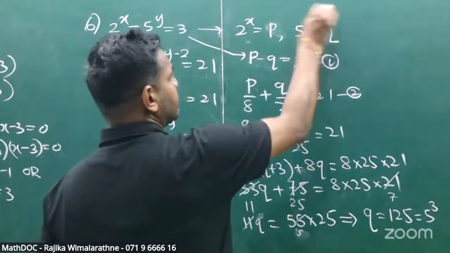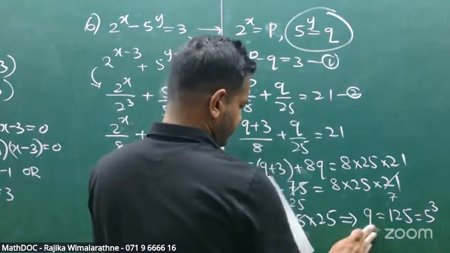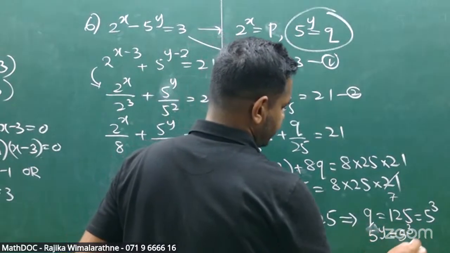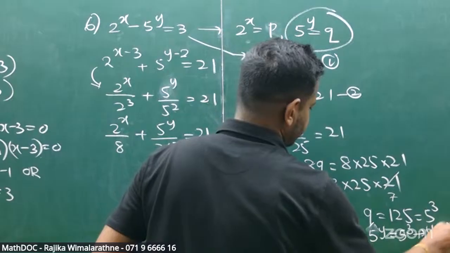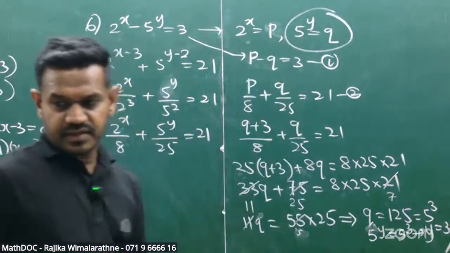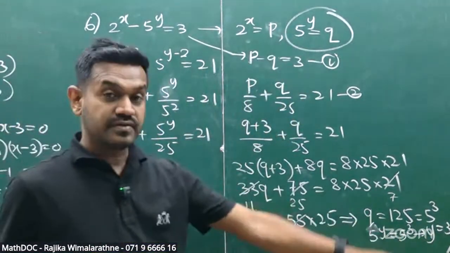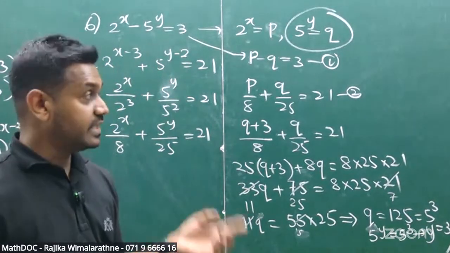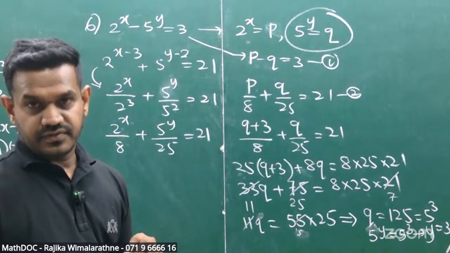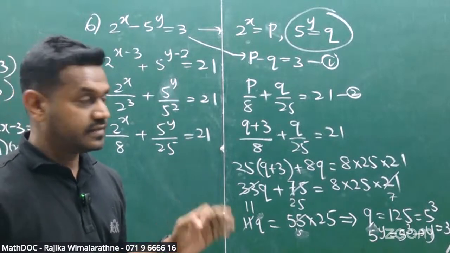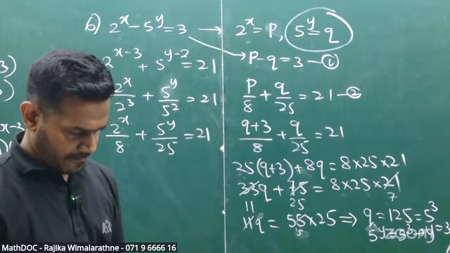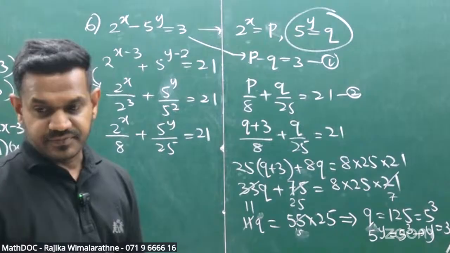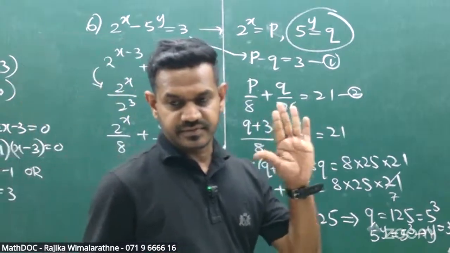Then q equals 5 to the power y, no? 5 to the power y equals 5 to the power 3. Then y equals 3. That is one solution. So anyway, you have to identify that simultaneous equation. Then further you can go on.